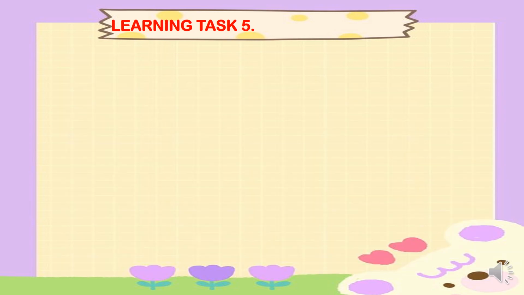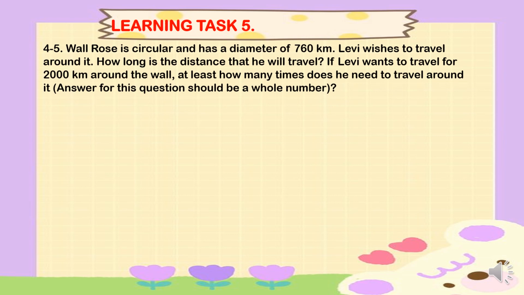Okay, for learning task 5, item 4 and 5. So this is the problem. The wall is circular and has a diameter of 760 kilometers. Levi wishes to travel around it. How long is the distance that he will travel? If Levi wants to travel for 2,000 kilometers around the wall, at least how many times does he need to travel around it? The answer for this question should be a whole number.